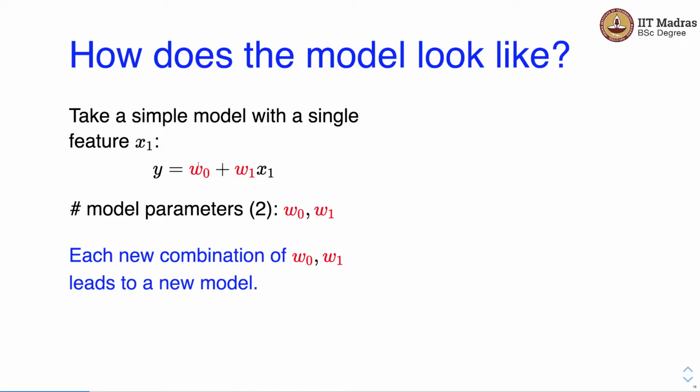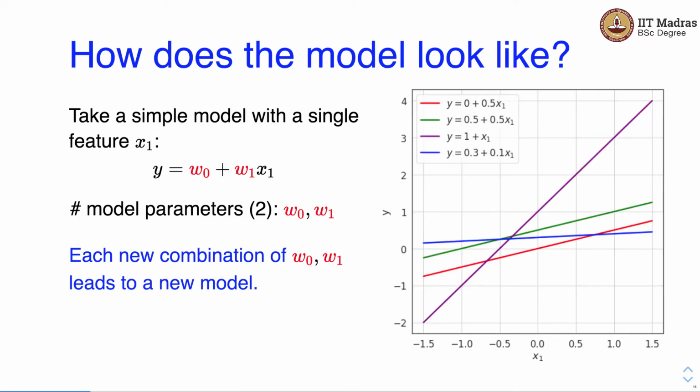Another thing here is that since these are the model parameters, we do not know them explicitly. We do not know the values of w0 and w1, and in fact, one of our jobs is to obtain these values through the training procedure. So right now, in order to understand how this model looks like, we will try different combinations of w0 and w1, and we'll plot different models. Each combination of w0 and w1 gets us a new model. So let's plot a few models for illustration.